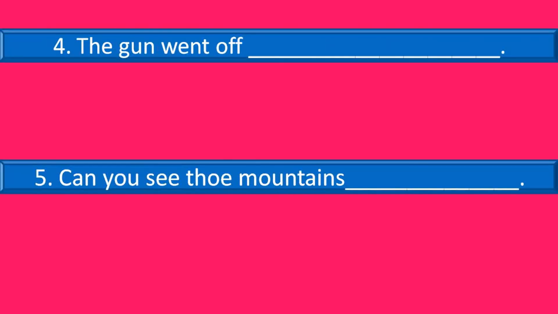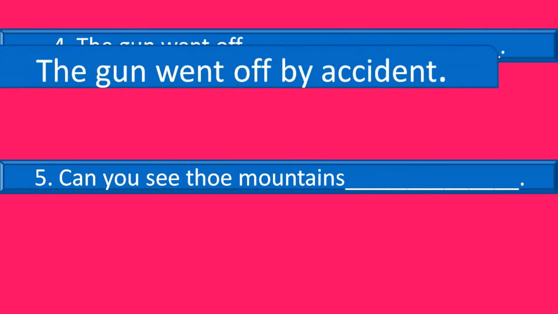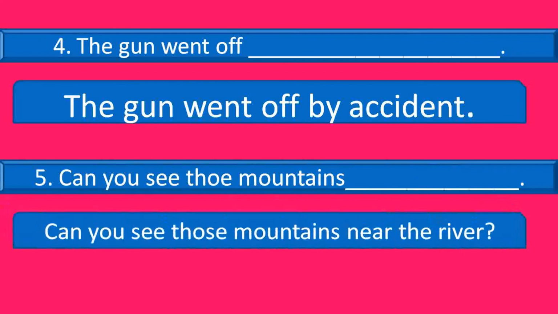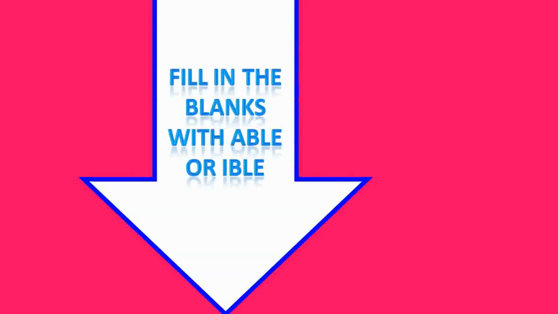Next question. The gun went off Dex. Answer is the gun went off by accident. Can you see those mountains? Answer is can you see those mountains near the river? Next question. Fill in the blanks with ABLE or IBLE.